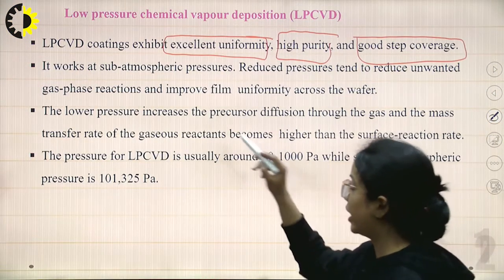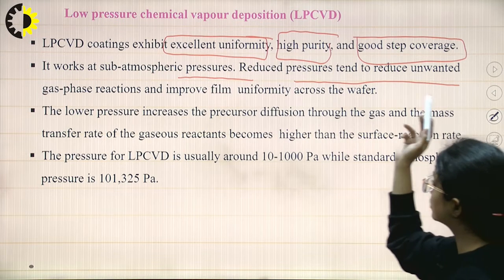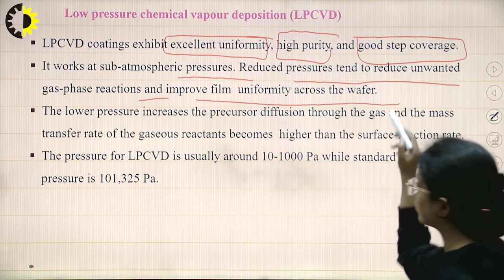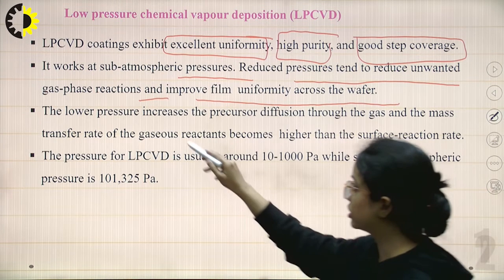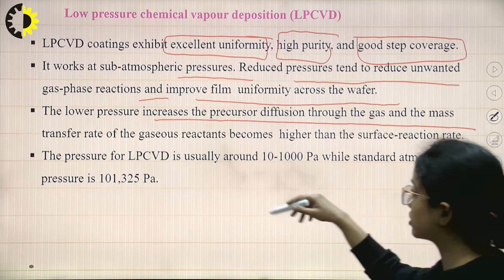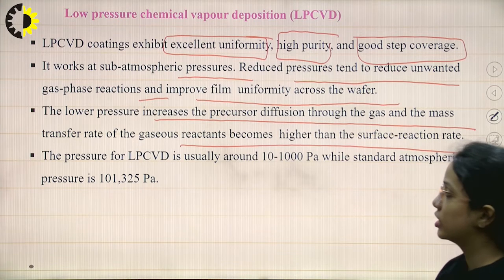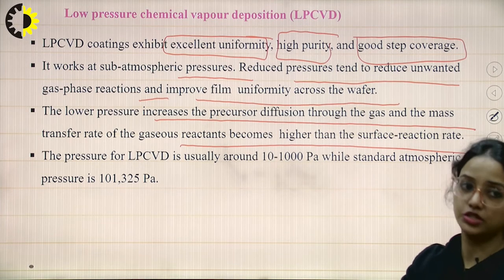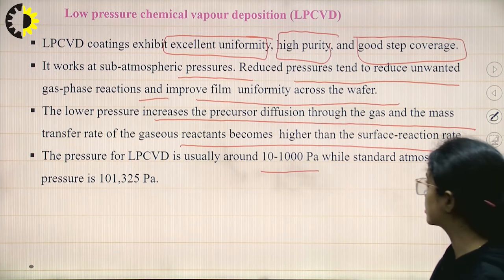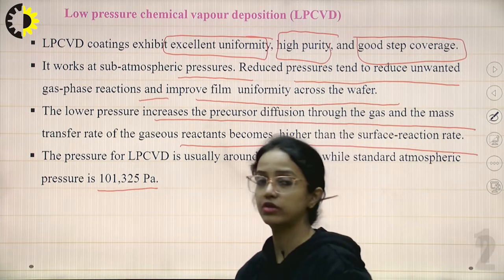It works at subatmospheric pressure. Reduced pressure tends to reduce unwanted gas phase reaction and improves film uniformity across the wafer. The low pressure increases the precursor diffusion through the gas, and the mass transfer rate of the gaseous reactants becomes higher than the surface reaction rate. So exactly what pressure we need to know. It is around 10 to 1000 pascals, and the standard atmospheric pressure is 101,325 pascal.